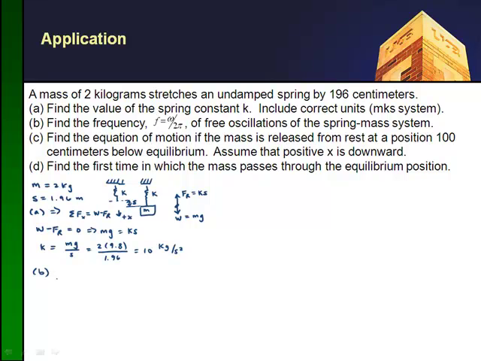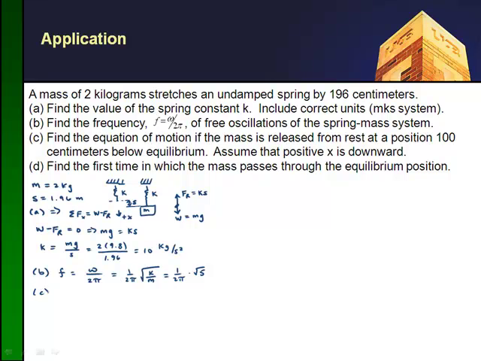In part B, we find the frequency of free oscillations on a spring mass system. Our linear frequency, which is defined as omega over 2 pi, is equal to our angular frequency over 2 pi. By definition, our angular frequency is the root of K over M, which I can now write as 1 over 2 pi times the root of 10 over 2, since K is 10 and M is 2, which is 5. So my linear frequency is root 5 over 2 pi.